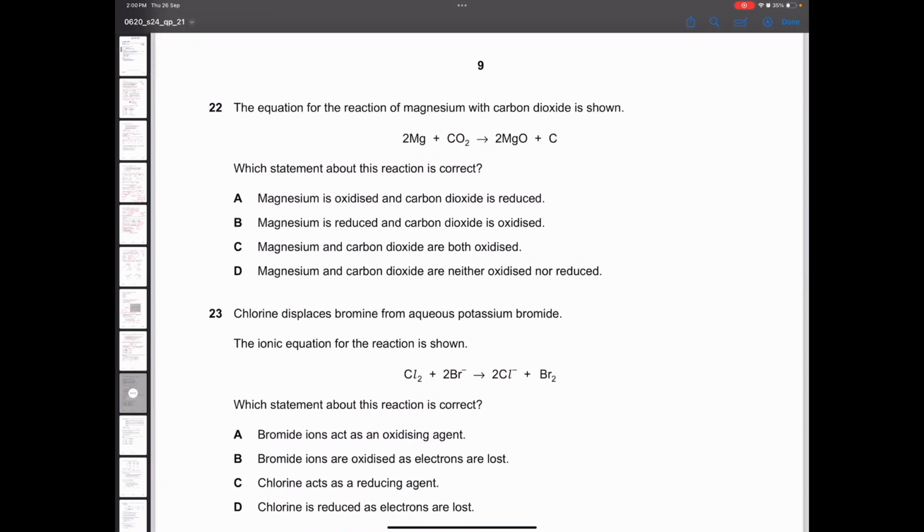Which statement is correct? Alright, so we can clearly see that magnesium is idle here, but now it is combined with oxygen. So this is oxidation. Carbon dioxide had oxygen, but now it has lost all the oxygen. So this is reduction. Means magnesium is oxidized, carbon dioxide is reduced. Statement A itself is the correct answer.